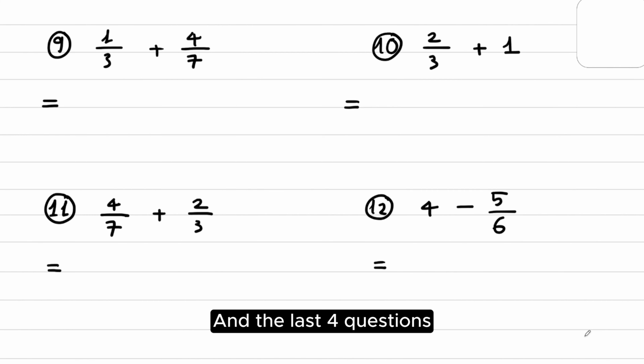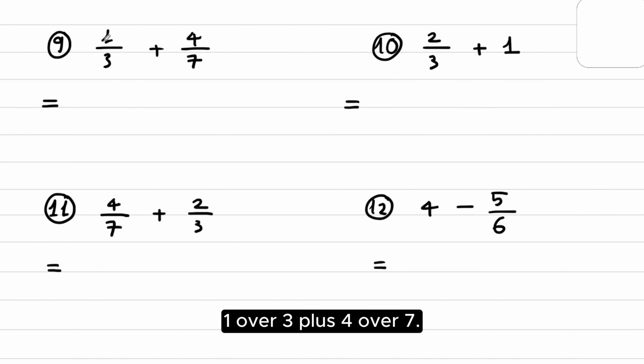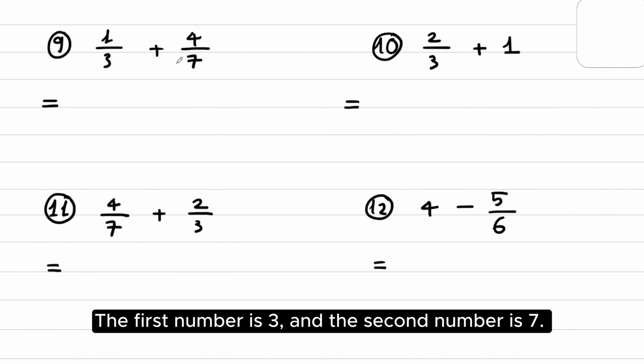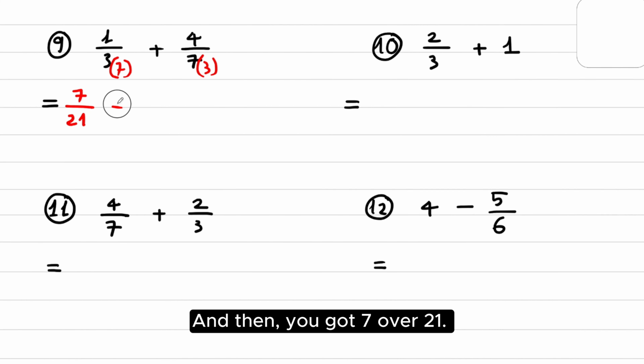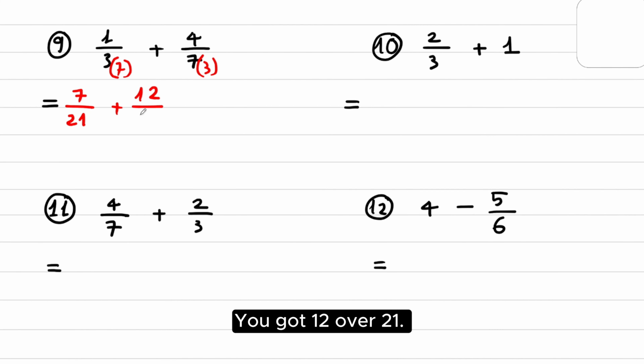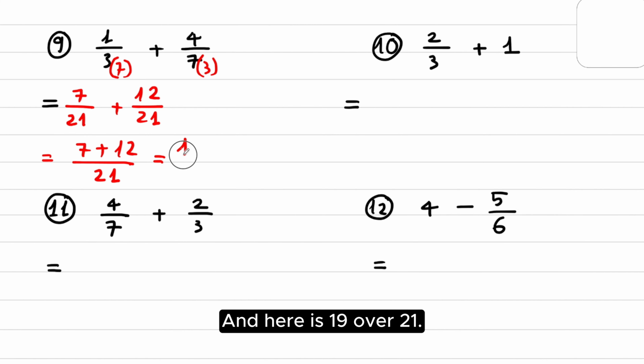And for the last 4 questions, we can combine our operations here. Question 9. 1 over 3 plus 4 over 7. The first number is 3, the second number is 7. 7 here, 3 here, and then you got 7 over 21. You got 12 over 21. Take this addition, you got 7 plus 12 over 21, and here is 19 over 21.